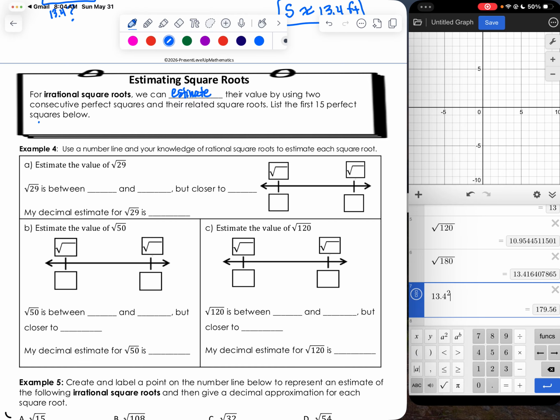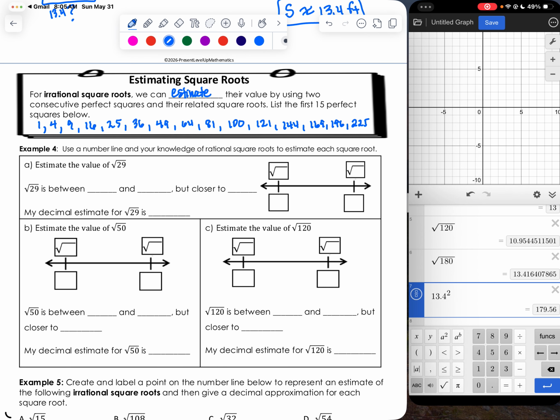So we know that 1 squared, or 1 times 1, is 1, 2 squared is 4, 3 squared is 9, 4 squared, 16, 5 squared, 25, 6 squared, 36, 7 squared, 49, 8 squared, 64, 9 squared, 81, 10 squared is 100, 11 squared, 121, 12 squared is 144, 13 squared, 169, 14 squared, 196, and 15 squared, 225.